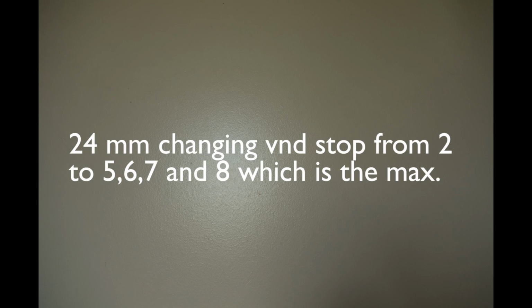So let's talk about this ND filter, the 77mm Tiffen, in terms of sharpness, vignetting, and color shift. Okay, here are a lot of photos. This is taken with a 24mm lens. I'm changing the stop of the lens from 2 to 8, and you can see the vignetting and the effects on the photo.